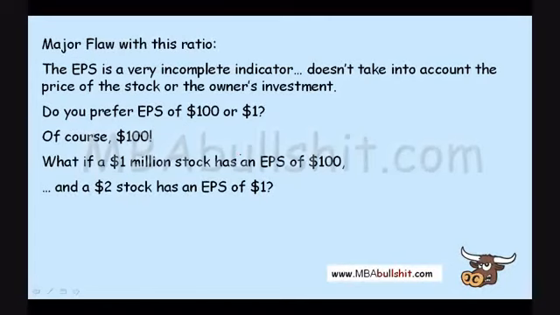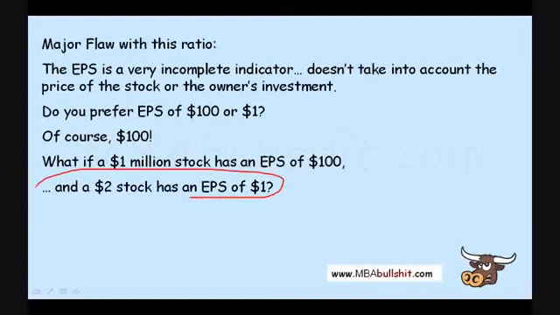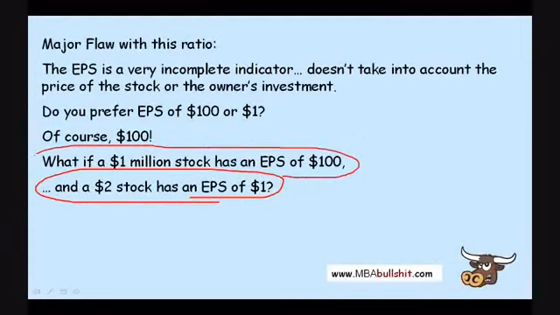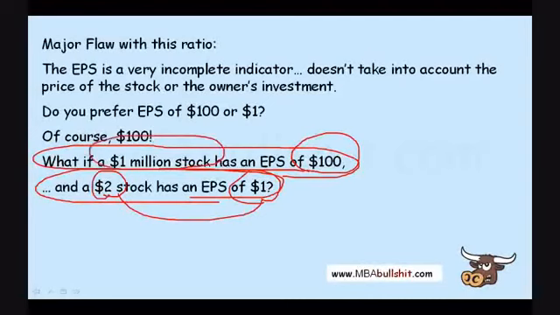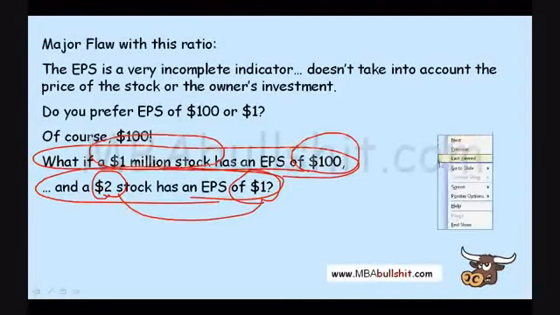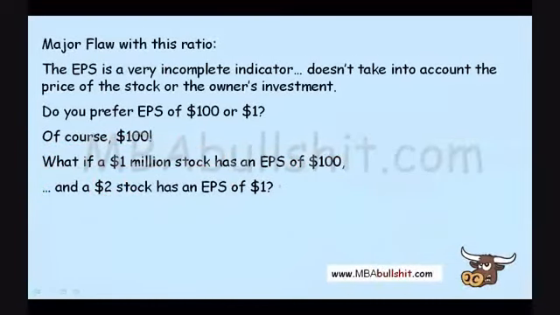As you can see here, you would prefer this one instead of this. You invest only $2, then you get $1 in earnings. But in this first case, sure, you get $100 in earnings, but you had to pay $1 million for that share of stock. So it's a much better deal to get this one, even if it has a lower earnings per share. So obviously we choose the second one.